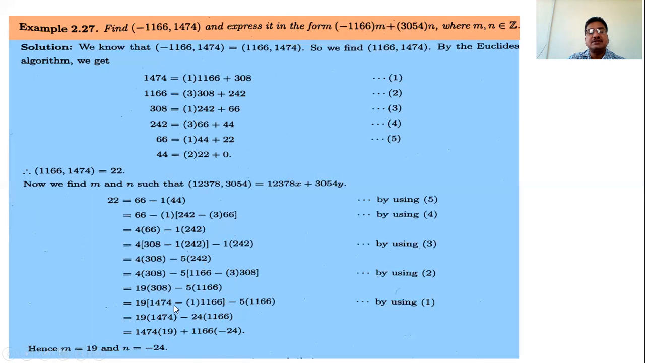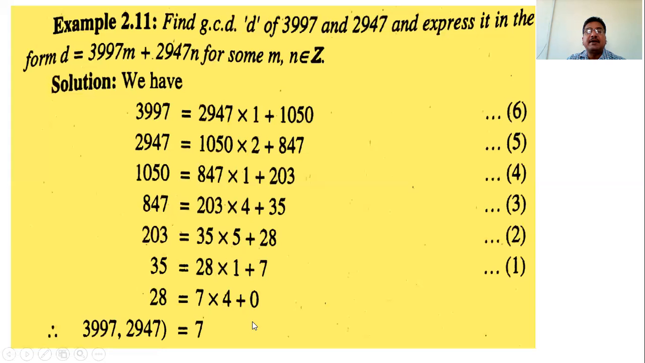Again the same procedure, repeat this. Suppose both are negative numbers, then write 1474 into minus 19, that is, the minus sign here, and again a minus sign here, and then adjust the signs, and we get the values of m and n.